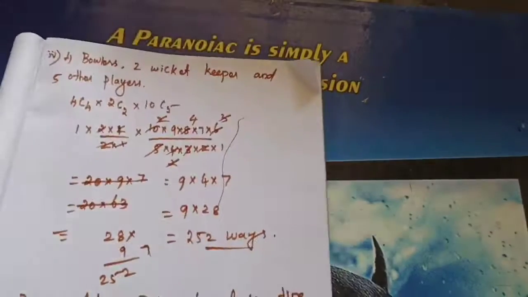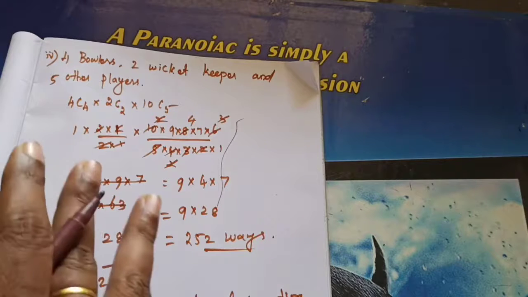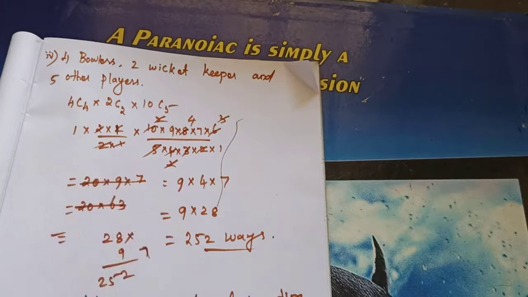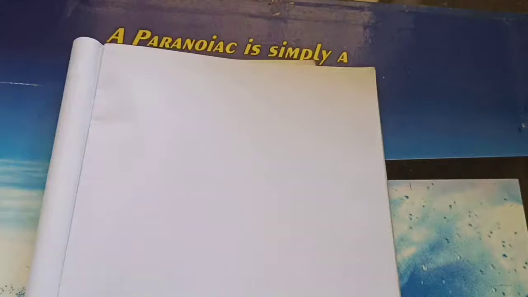Out of 16 players, you need to choose 11 players. The conditions given are 4 bowlers, 3 bowlers, 2 wicket keepers, 1 wicket keeper. You need to split into 4 cases, find all the 4 answers, and by the addition principle of counting, add all the 4 answers and you will get it. Okay, let's move to the next question.